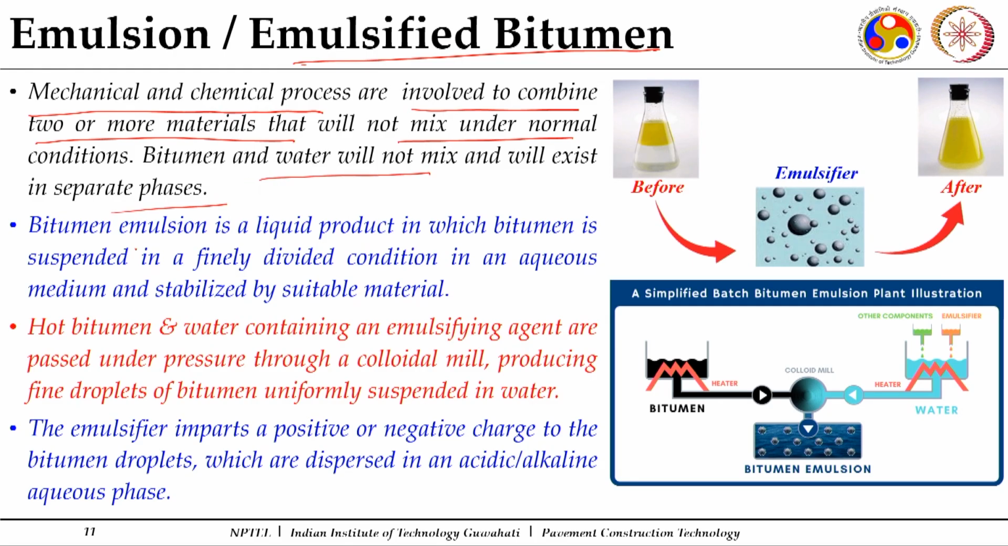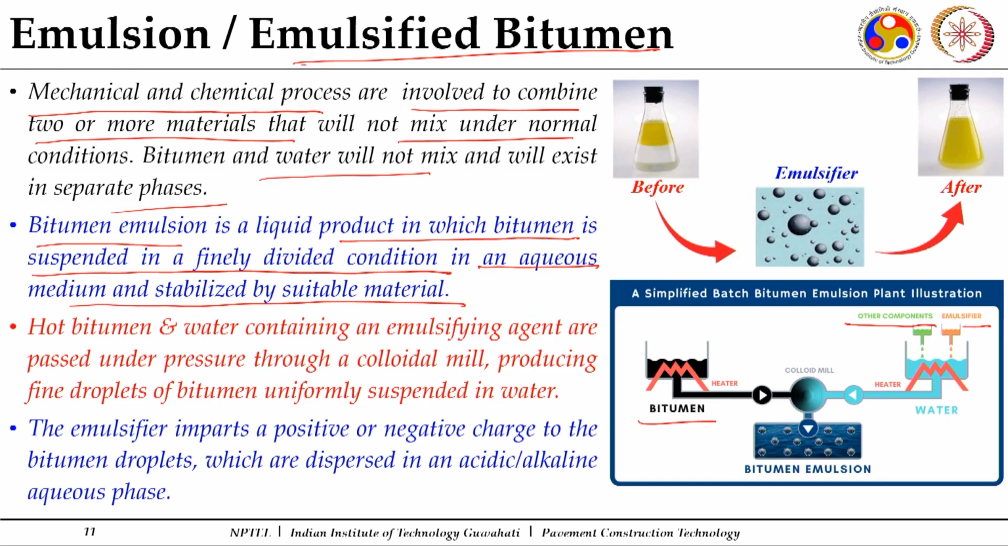Now, what is done here? Bitumen emulsion is a liquid product in which bitumen is suspended in a finely divided condition in an aqueous medium and stabilized with a suitable material. So, what is done here? You have two components taken here. You have water along with an emulsifying agent, and you have bitumen.